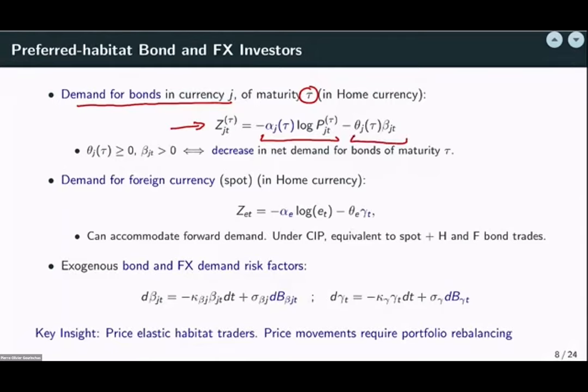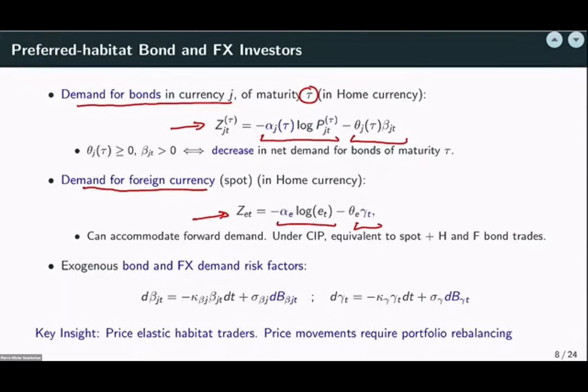And then there might be some demand shock here, which is how we're going to think about non-conventional monetary policy, QE, later on. You could think of this as the central bank coming in and withdrawing some of the bonds of that maturity from the market. It's a shock beta_jt. So you have these habitat investors located for all the taus and both currencies j. And in addition, we have habitat foreign currency investors, and they formulate a demand for currency that is also price elastic, where the price is now the nominal exchange rate, and they could also be subject to some shock. The shock could be a bunch of things. One of the things we're going to look at is, for instance, a sterilized foreign exchange intervention by the central bank in one country that purchases foreign currency relative to the home currency.